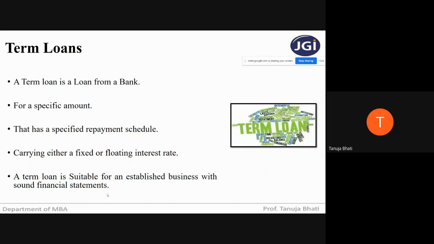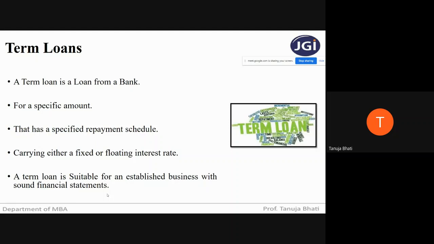And we have seen that once a loan is taken from the bank, there is a loan amortization schedule. We have already seen that the company needs to repay it according to that particular schedule with annual installments, which consist of principal and interest.